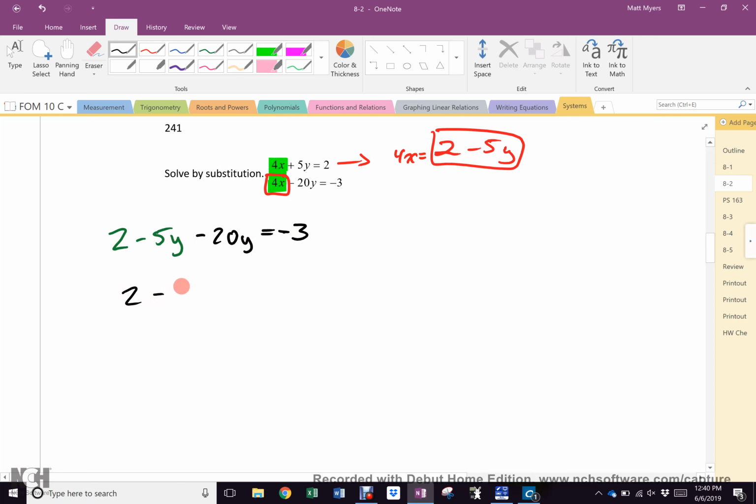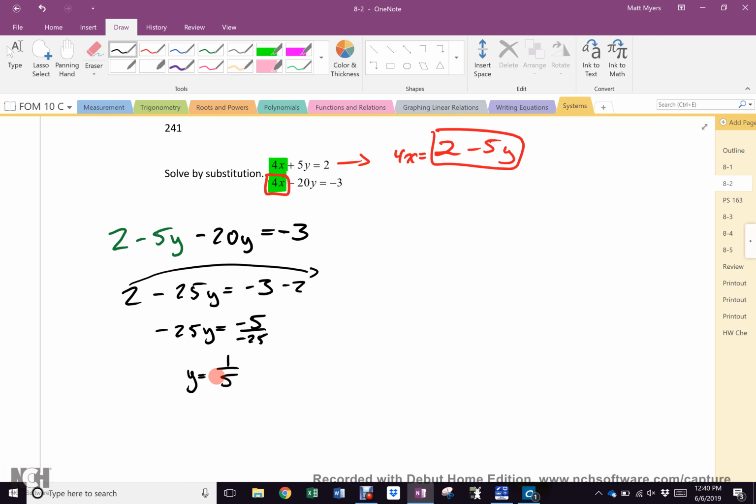2 minus 25y equals negative 3. Now what? Move the 2. What's going to happen to it? So negative 25y equals negative 5. Now what? Divide by negative 25, and y equals 1 over 5. Right? Because negative 5 divided by negative 25 is positive 1/5. Everyone agree? Yeah. Now, is y isolated? Yeah. Okay, so now what do we need to do with it?